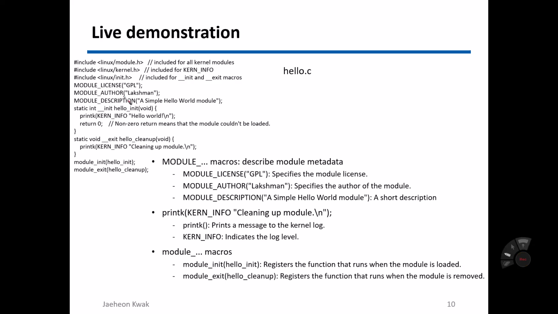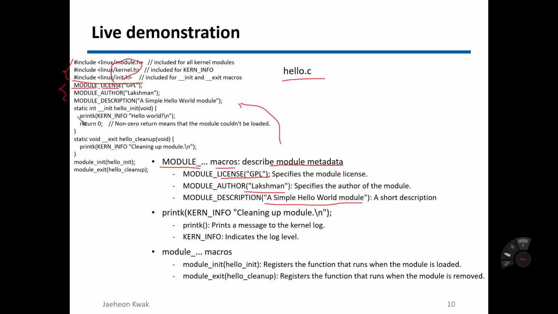And let's see the hello.c code. So we have some headers. It's not familiar, right? But they are just headers. So let's skip the details about these things, and let's see the next part. So we can see the capital MODULE macros. These capital MODULE macros describe module data. So you can specify its license, author, and also you can describe some simple things about this kernel.